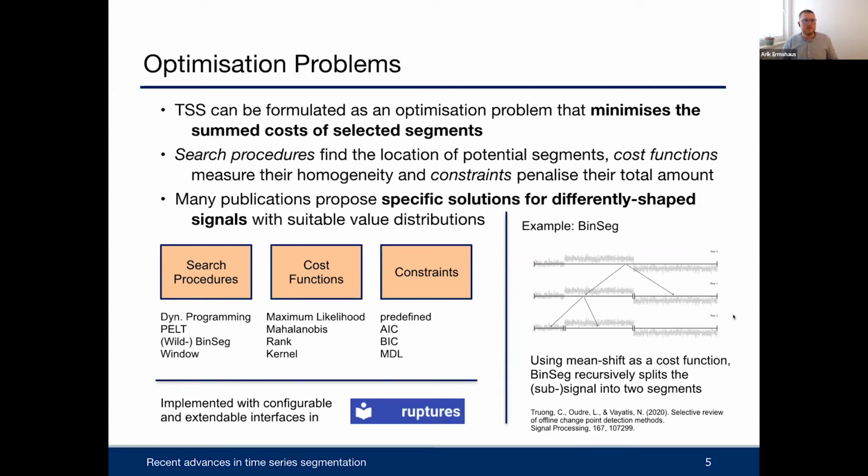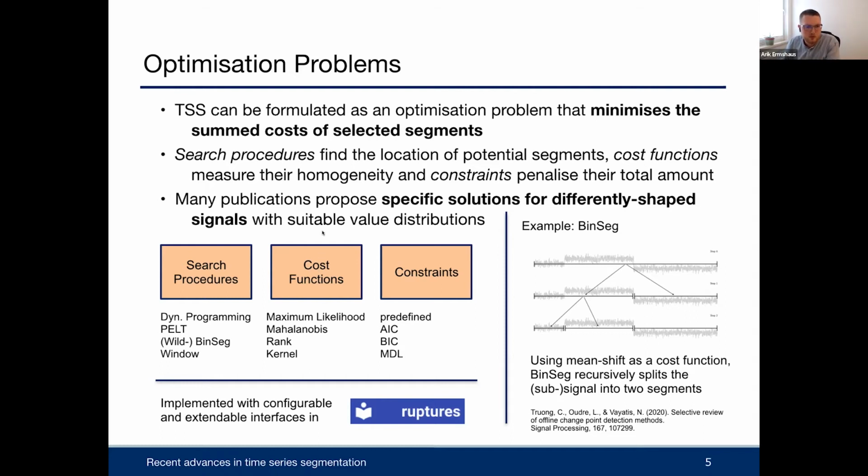So here's the main idea: we can frame the time series segmentation problem basically as a minimization problem where we want to minimize the sum cost of the selected segments. How is this formalized? Well, we have a search procedure that gives us potential segments. Then we have cost functions that measure the homogeneity of these segments, or you could also say the cost of the segments. And then we have further constraints that limit how many change points or splits we want to find. This can then be formalized mathematically and solved via a range of algorithms.